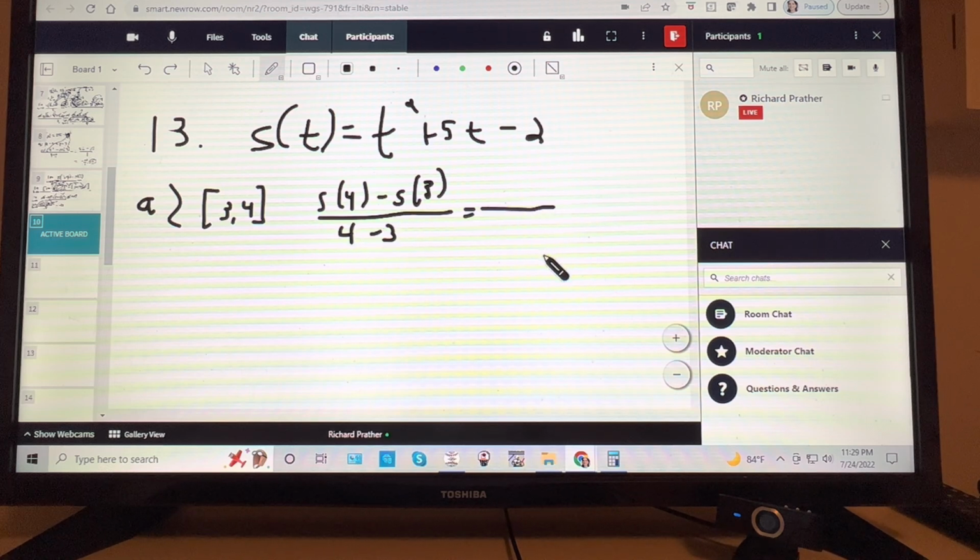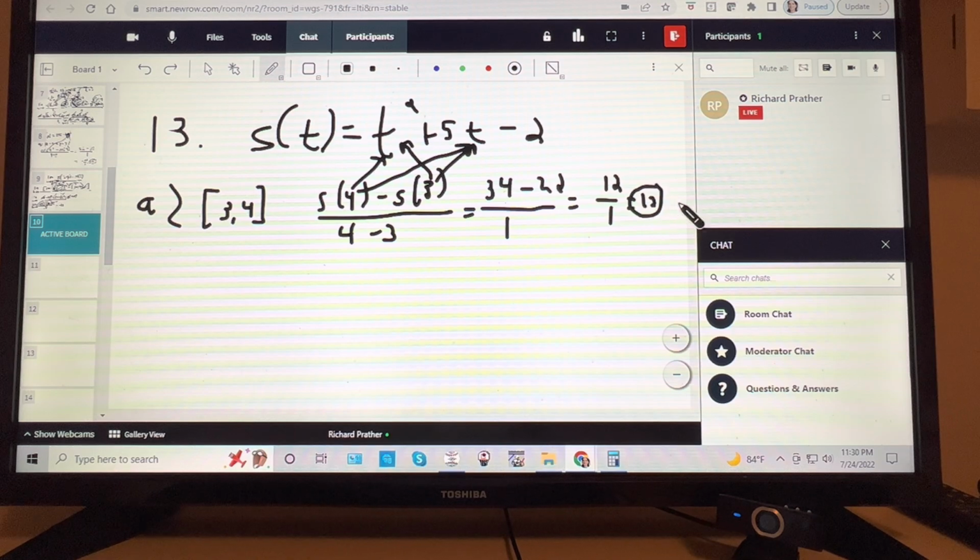Average rate of change is like algebra. Instantaneous rate of change is calculus. S of 4, so 4 squared, 16. 5 times 4 is 20. That's 36 minus 2 is 34. 3 squared is 9. 5 times 3 is 15. 9 plus 15 is 24. Minus 2 is 22. So the top is 12. The bottom is 1.